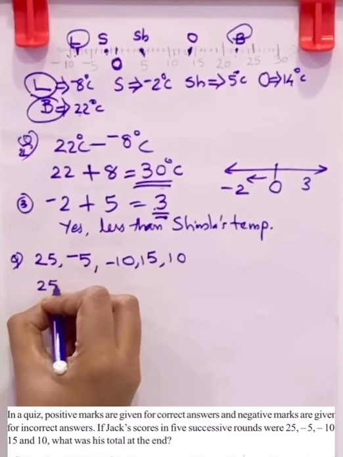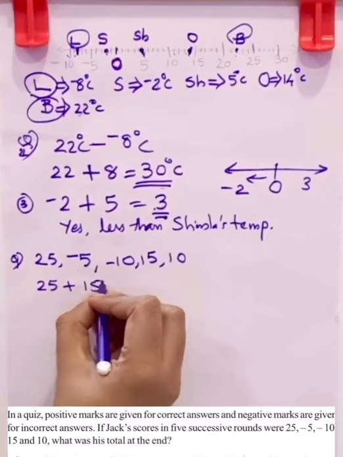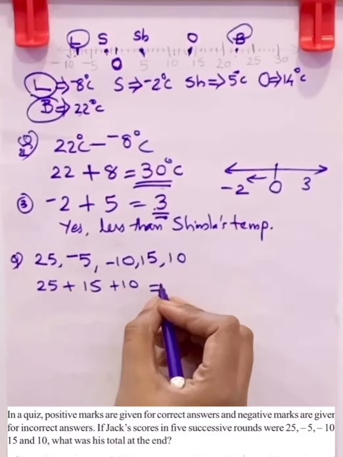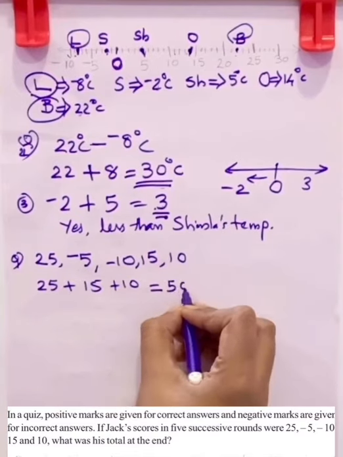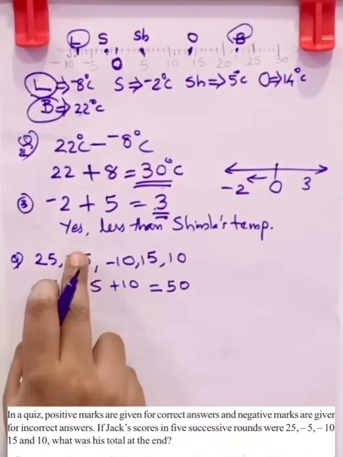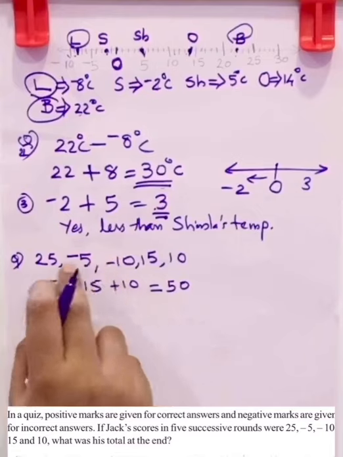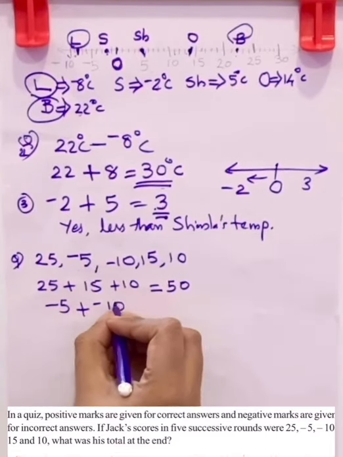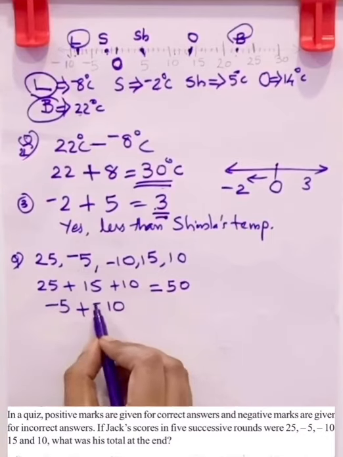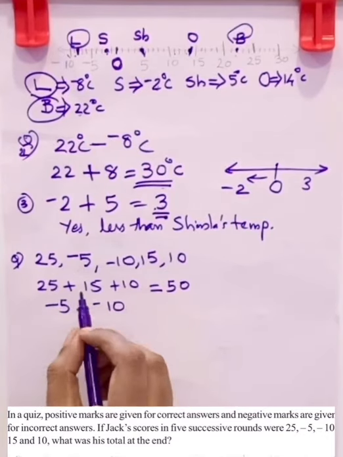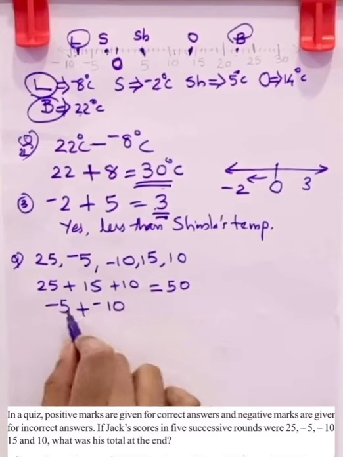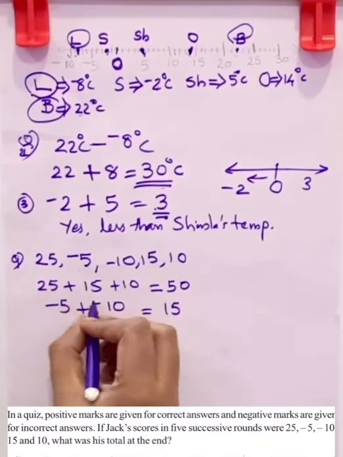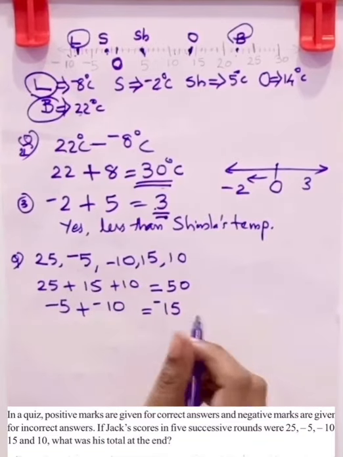It is 25 plus 15 plus 10 is equal to 50. Now we will add these negative marks. That is minus 5 plus minus 10. Both are negative. I think you remember the law. If both are negative, then add the numbers and give negative sign.